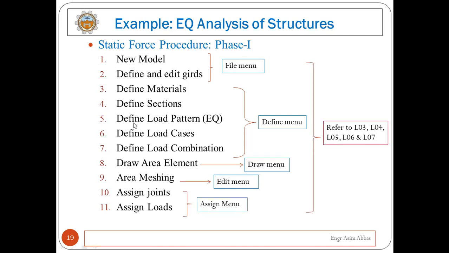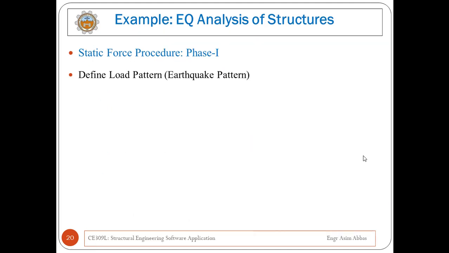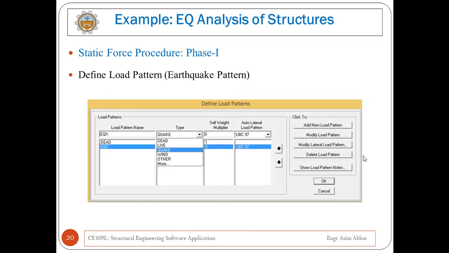In this lecture I will discuss only defining the load pattern for earthquake, and for the rest of the steps kindly refer to lectures number 3, 4, 5, 6 and 7. Okay, now how can I define a load pattern? For that, go to Define, then click on Load Pattern. In the load pattern type, I will select Quake from the type, and I will define a load pattern for earthquake along the X and Y directions. Keep this in mind for both earthquake directions. So I will use the UBC 97 code, right? Once both load patterns are added, I will go to Modify Lateral Load Pattern.